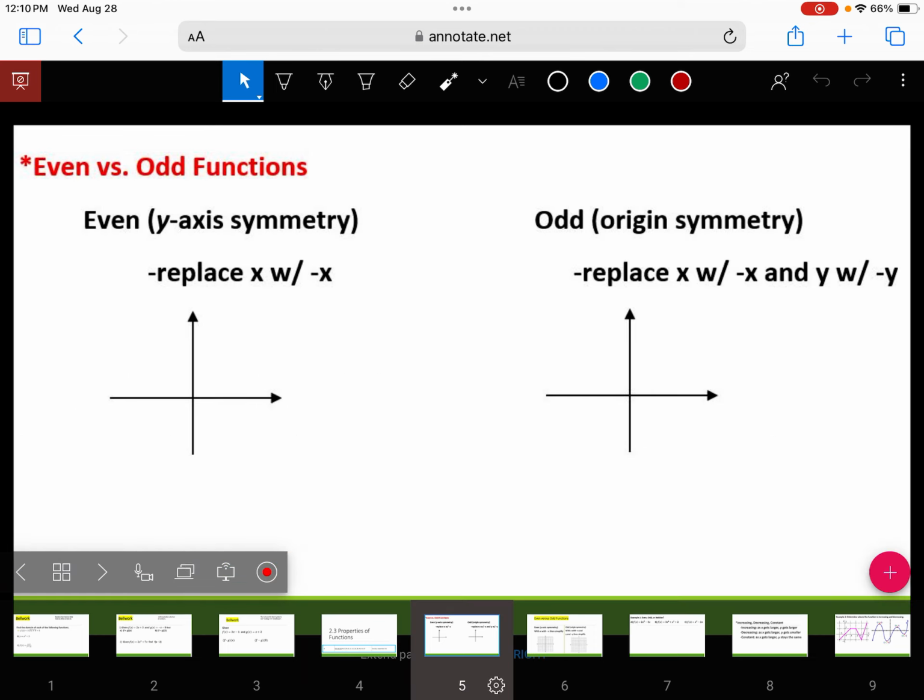All right, so let's talk about even versus odd. So go ahead and copy this down.